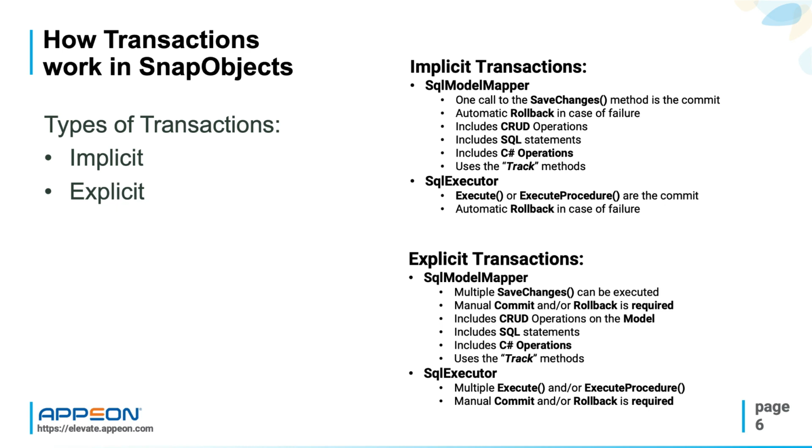Commit and rollback are done automatically to the CRUD or SQL operations. It uses the tracks methods of the SqlModelMapper object. And explicit transactions, on the other hand, can execute multiple SaveChanges calls, but a manual commit and/or rollback is required.